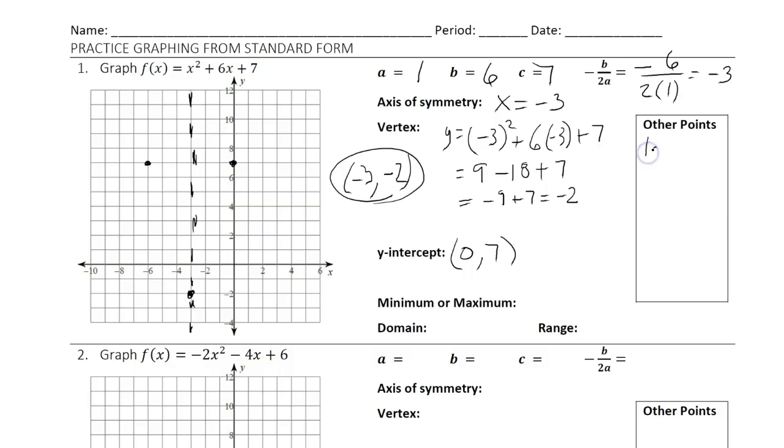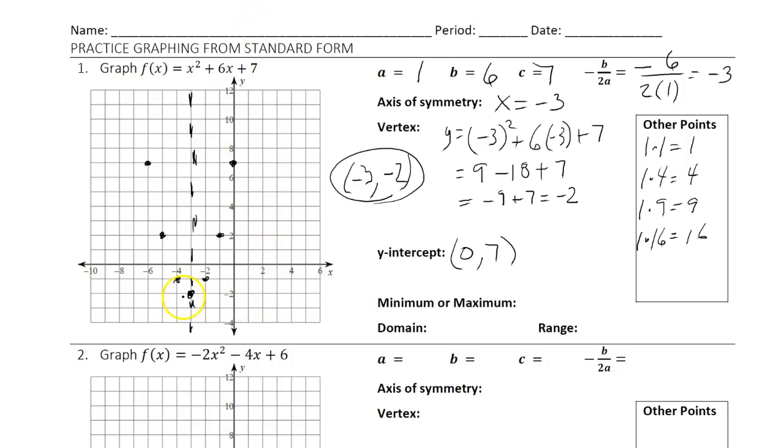A is 1, so 1 times 1 is 1. When we go 1 over, we go 1 up. 1 times 4 is 4. So 2 over, we go up 4. 1 times 9 is 9. When we go 3 over, we go up 9, which we already did. 1 times 16 is 16. When we go 4 over, we go up 16, which is off the graph.